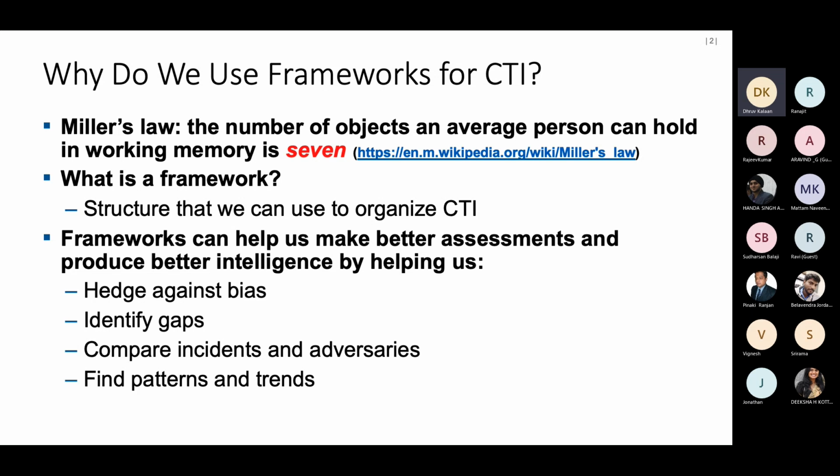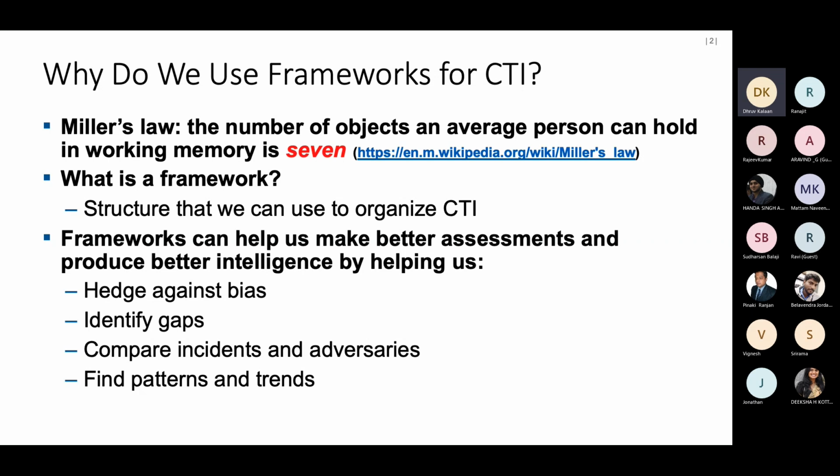And with this, you get another question: as an analyst, how much can you actually retain in your working memory? Miller basically defined a law for that and said that an average person can actually hold approximately 7 objects in his memory.